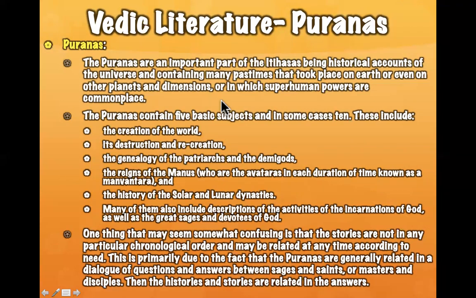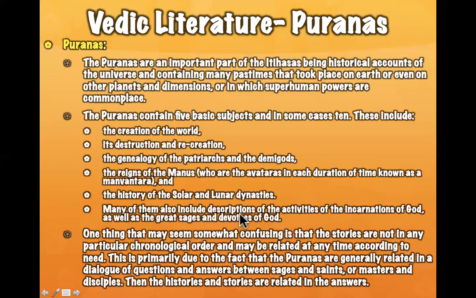The Puranas contain 5 basic subjects, and in some cases 10. Without these 5, it's not regarded to be a Purana. So what are the 5? The creation of the world, the destruction and recreation of the world, the genealogy of the patriarchs and the demigods, the reigns of the Manus, who are the avatars in each duration of time known as Manvantara, and the history of the solar and the lunar, the sun and the moon dynasties.